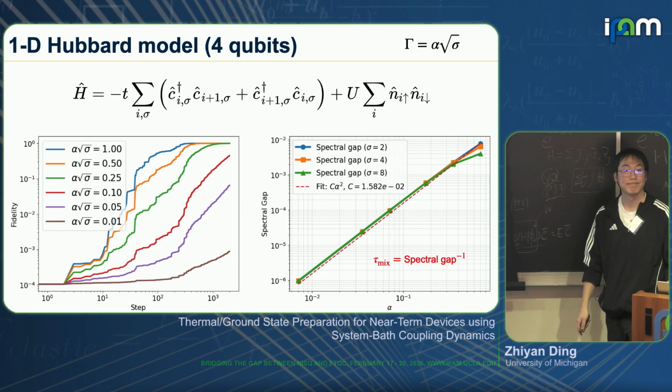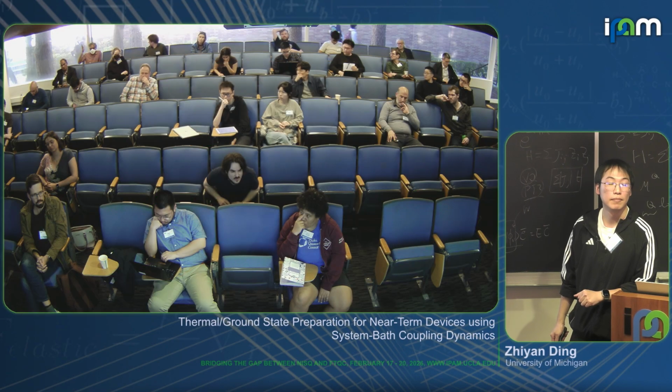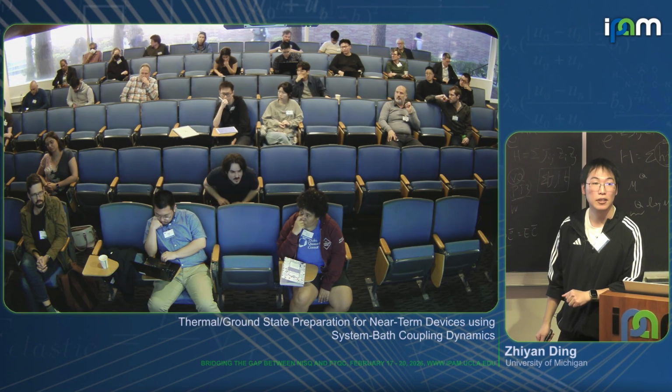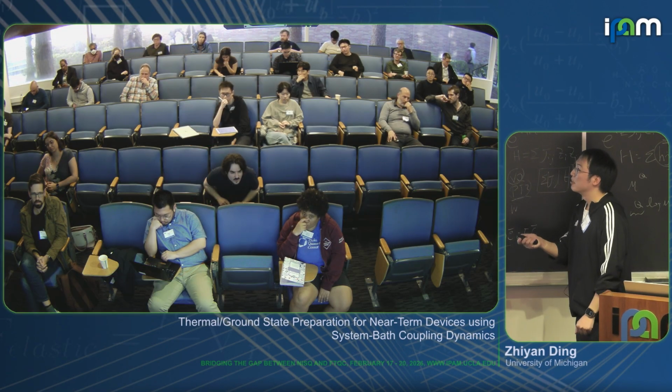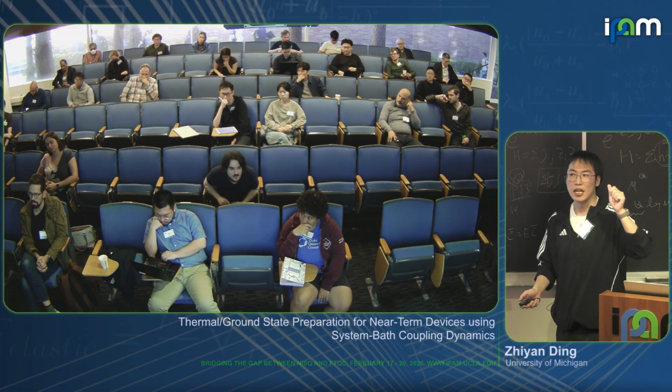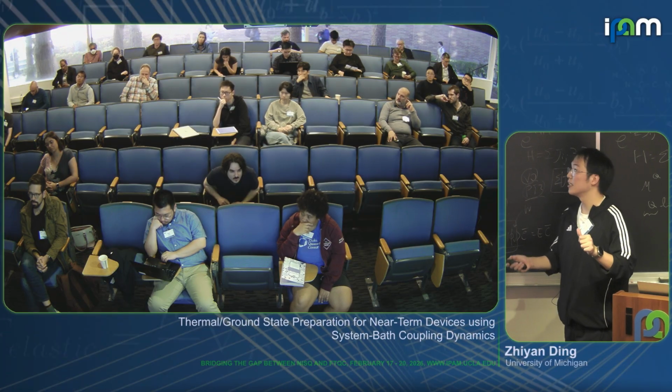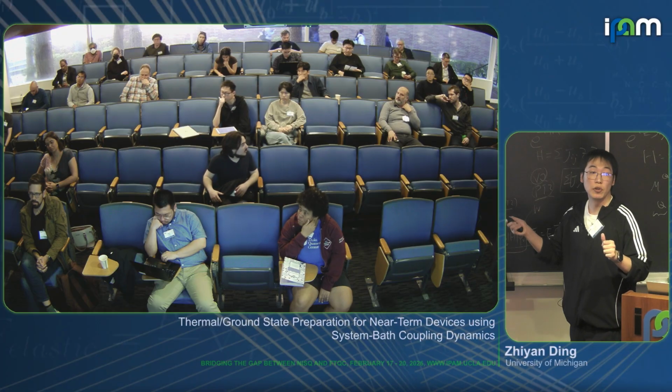There are ways to guarantee fixed points in Lindbladian dynamics. How do you do that here? Oh yeah. So currently, to the best of my knowledge, this is still an open problem in our framework.